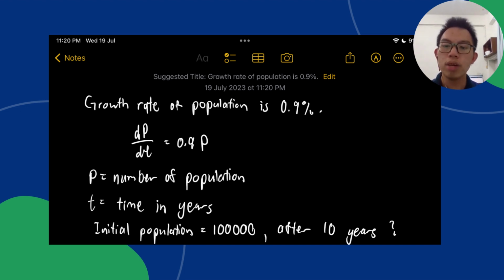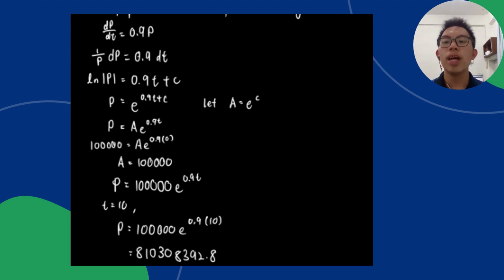So let p equal the number of population and t equal the time in years. The initial population is given as 1,000,000, and how much does the population grow to after 10 years? So now we rewrite the equation, which is dp over dt equals 0.9p, and then we solve it using the steps above.